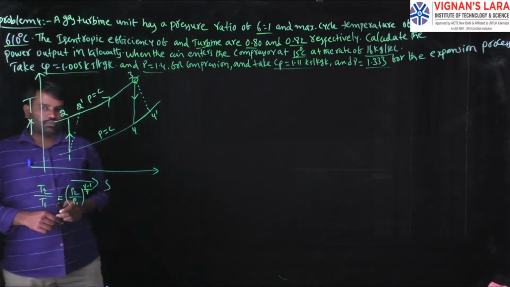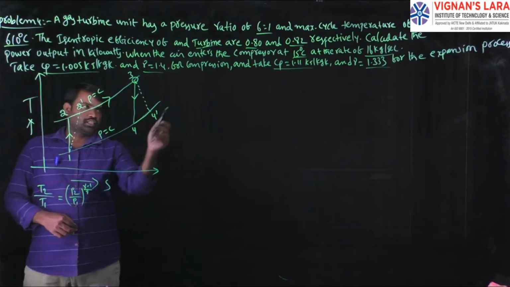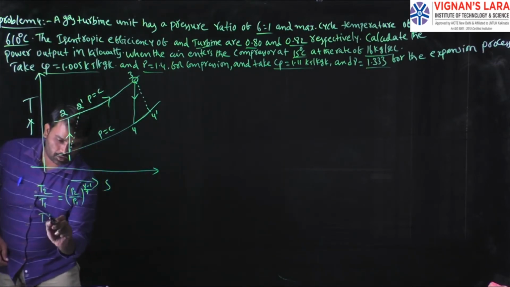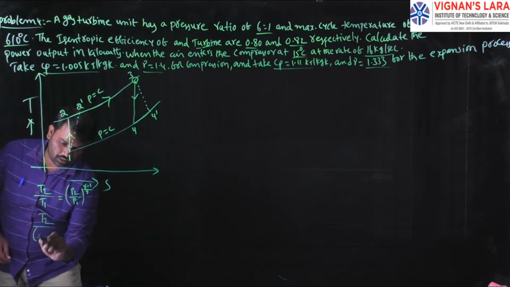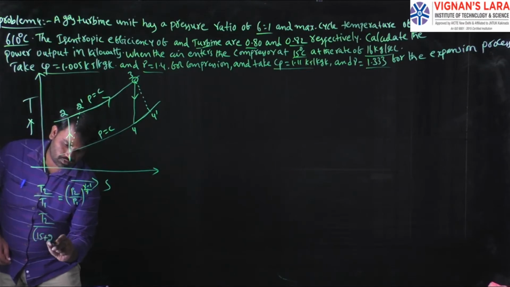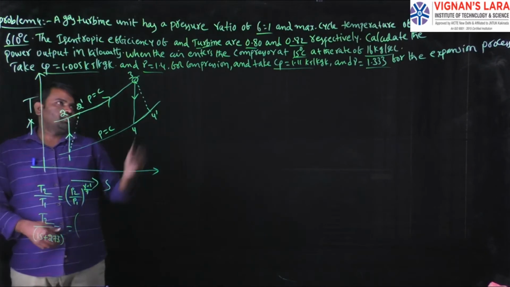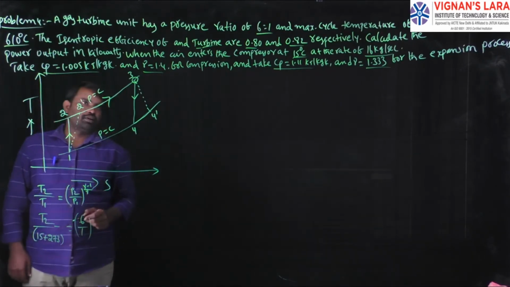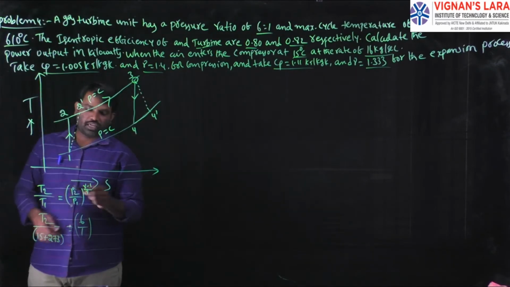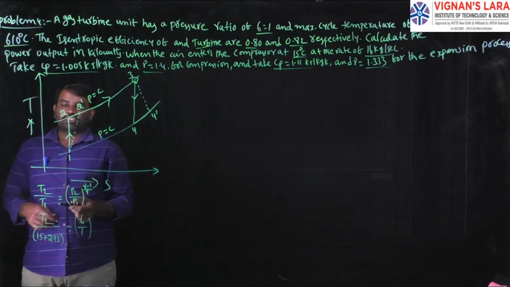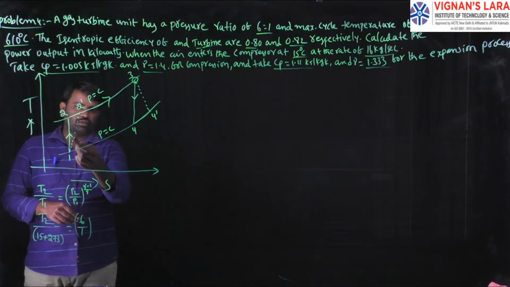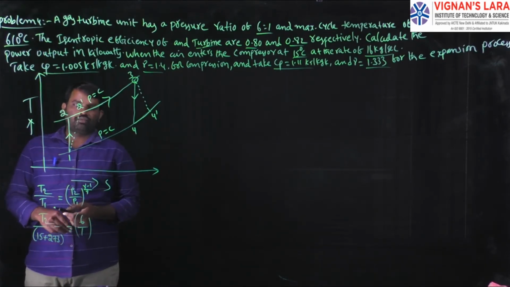The pressure ratio P2 by P1 is given, that is 6 to 1. For T2 by T1, T1 is given, that is 15 plus 273, equal to P2 by P1, that is 6 by 1, whole power gamma minus 1 by gamma. Gamma value is 1.4 for air. The 1 to 2 process is compression in the compressor. Air is compressed isentropically in the 1 to 2 process.